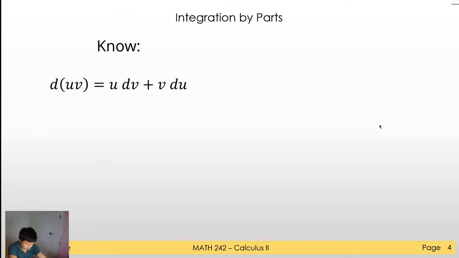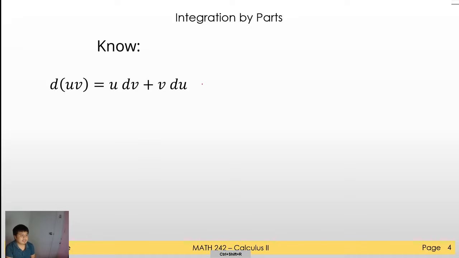Okay, so from your Calculus 1, your differential calculus, we already know the product rule. So we have this product rule. If we have a product of two functions and we want to differentiate these two functions, then we will use the product rule. So we have u times the derivative of v, and then v times the derivative of u.